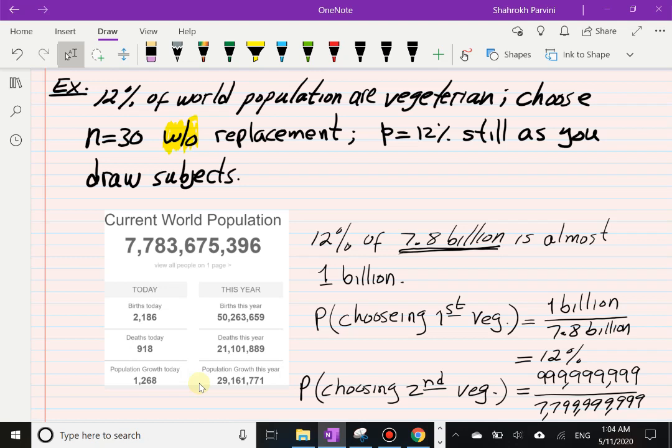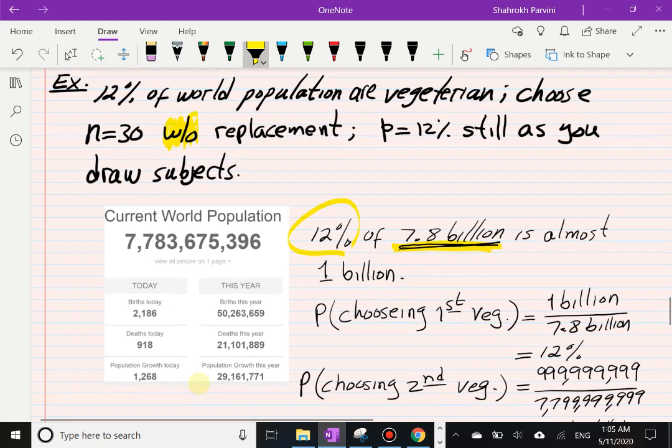So as of almost the time that I've done this lecture, the world population stood at about 7.8 billion, call it, right? We're looking at this number, pretty close to 7.8 billion. So here's my population of 7.8 billion. 12% of that is going to be about 1 billion. Now, the probability of choosing one person is 12%, according to the way the problem was stated in the beginning.